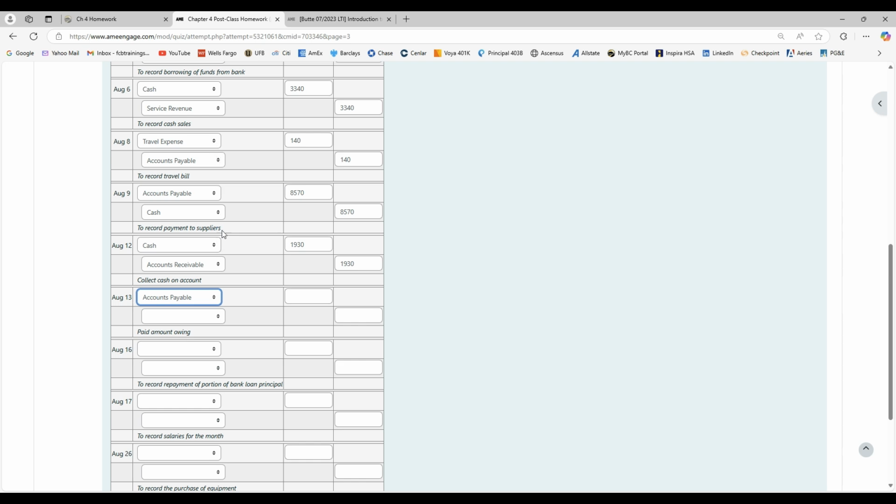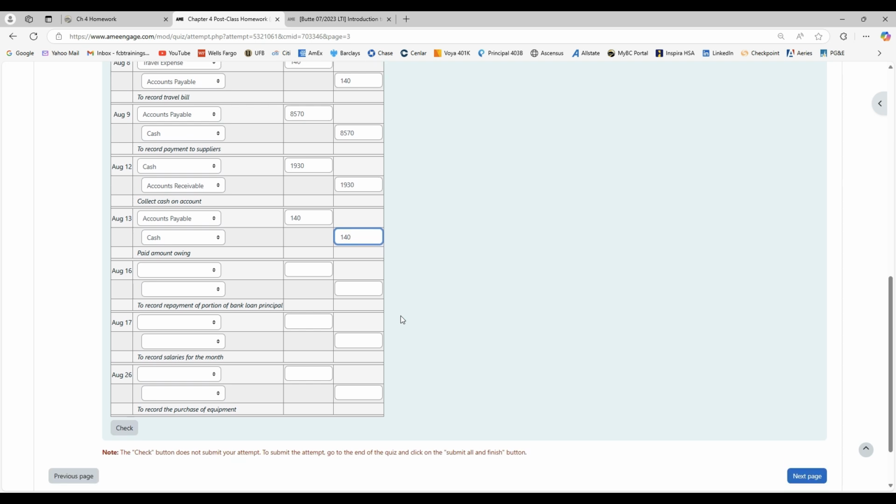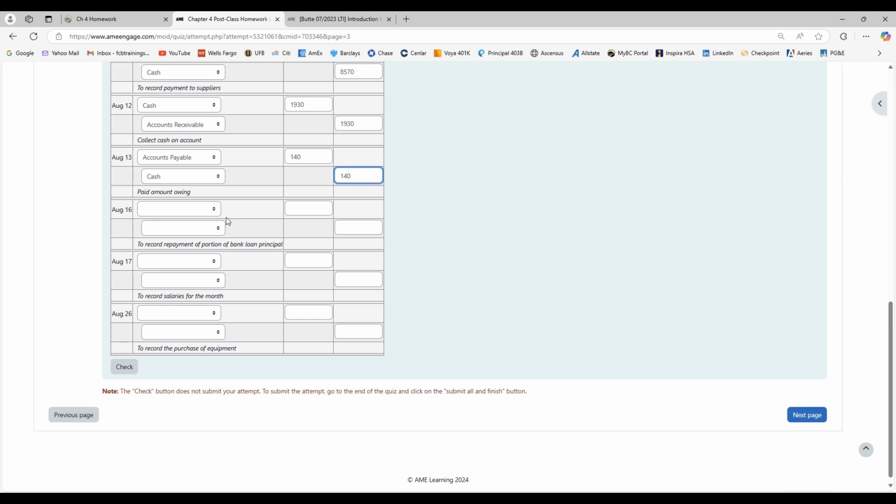Oh, it's this one here. Okay, sorry. So $140. So first we credited the payable to increase it. Now we're debiting it to get it to go to zero, to decrease it. And we're decreasing it by paying it, right? So that we don't owe that money anymore. August 16th, we paid a portion of the bank loan principal with $1,600 cash.